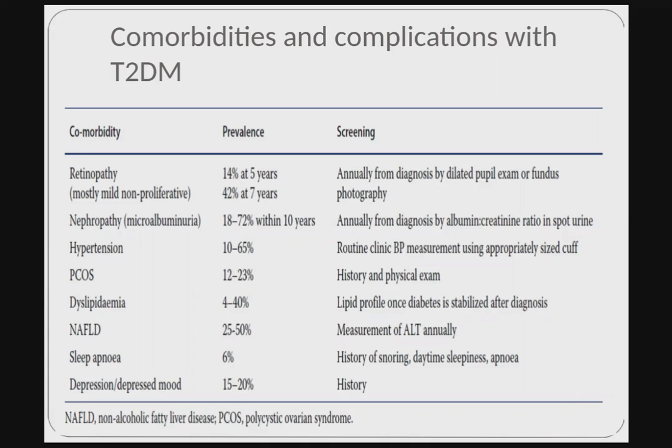Dyslipidemia too is another thing that could be picked up in 40 to 44% of them. So do a lipid profile once diabetes is stabilized after diagnosis. Non-alcoholic fatty liver disease too is another entity that may be picked up in 25 to 50% of them. So to pick this, we need to check the ALT annually. Sleep apnea is seen in 6%. Inquire about snoring, daytime sleepiness, apnea. Depression or depressed mood is seen in 15 to 20% of them.